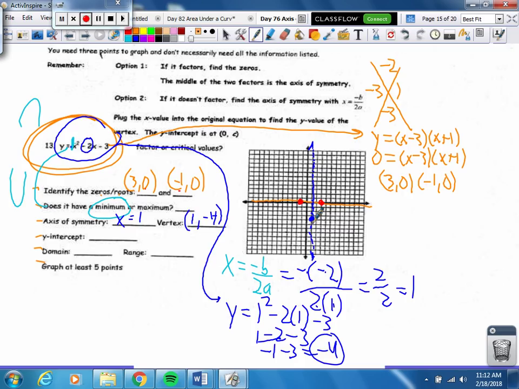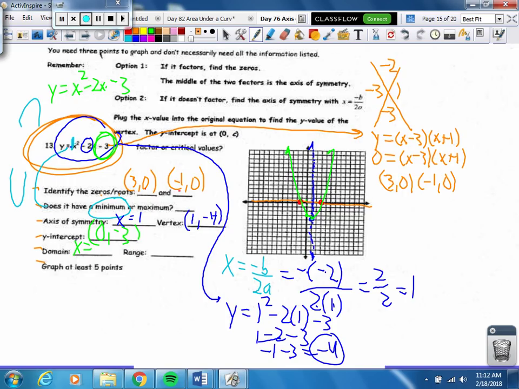Y-intercept. So that's actually just this. So you got y equals x squared minus 2x minus 3. If you put in 0 for x, you get -3 for y. Right there. So it's 1, 2, 3. Boom. And I have actually 4 points, so I can draw my parabola like that.